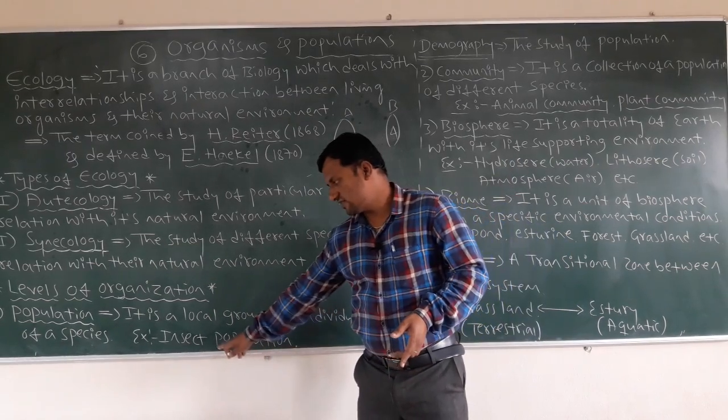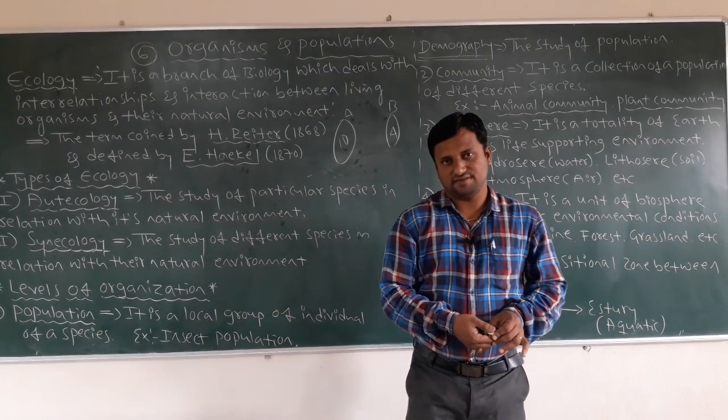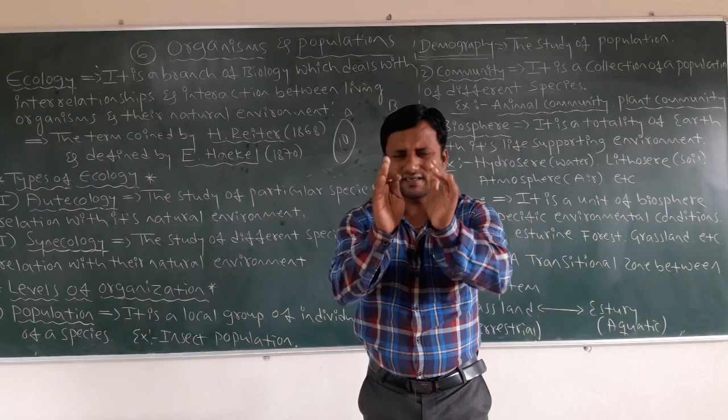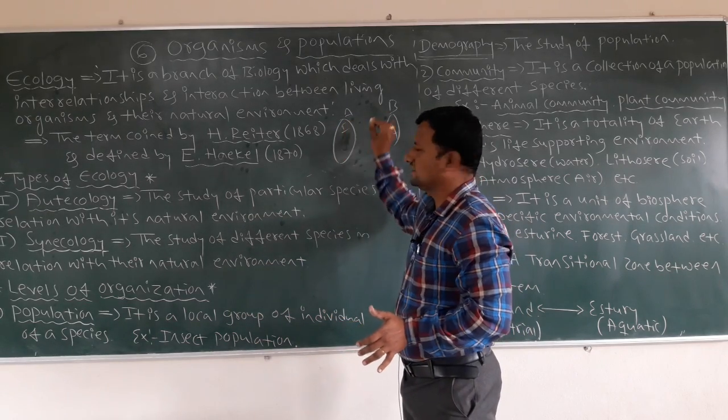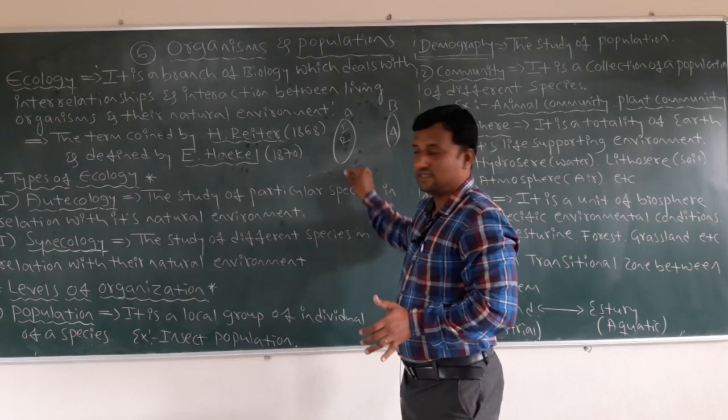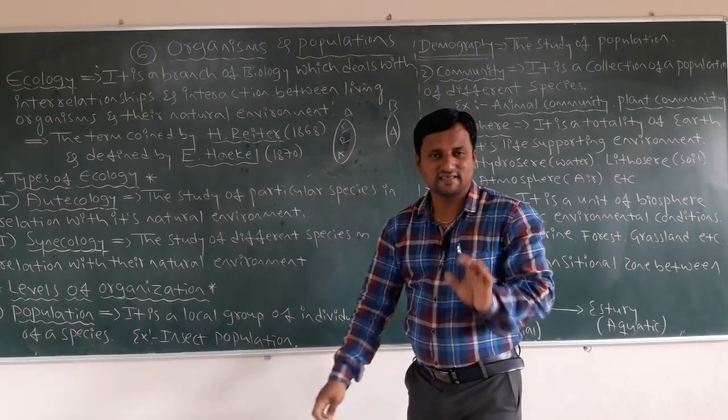For example, you can think about an insect population. Just think only about that, because this area has insects, reptiles, amphibians, etc.